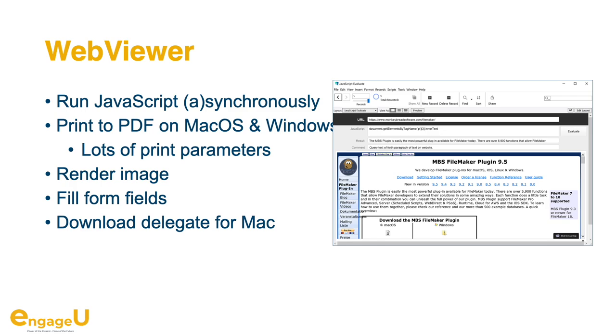And on Mac we have the download delegates, so we can track downloads on the web viewer and catch the file and give you the path where it was downloaded to, and you can show a progress bar if you want. And you can query cookies, so you can use the web viewer to show a login page, then get the cookie and use our curl functions to download a file, for example.